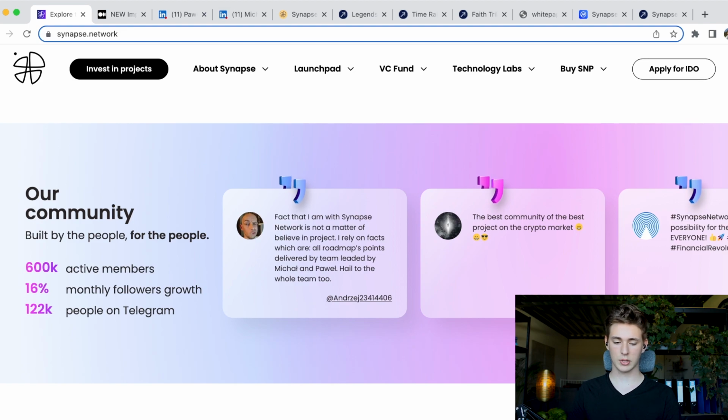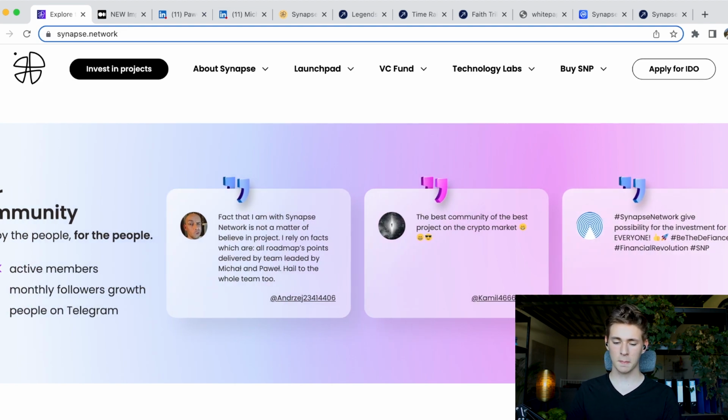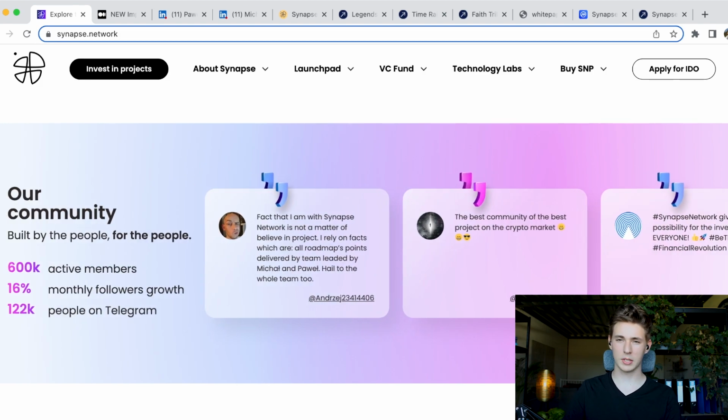We see here 600,000 active members. I'm not sure what they mean by this, right? Is that all of their members on Telegram, Discord, and Twitter combined? It's difficult to calculate what exactly they mean by 600,000 active members. 16% followers growth. Now, again, this is different per month, so it's very hard to just put down 16%. They may have had 16% at one point in time, but I assume they don't have 16% every single month, right? Maybe sometimes it's 17, sometimes it's 3, sometimes it's -8. And then 122K people on Telegram. Okay, so there's that, and then we have a bunch of reviews.